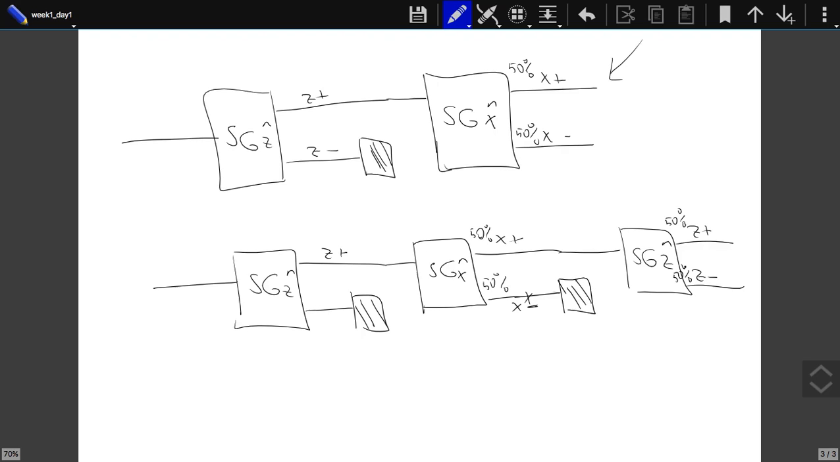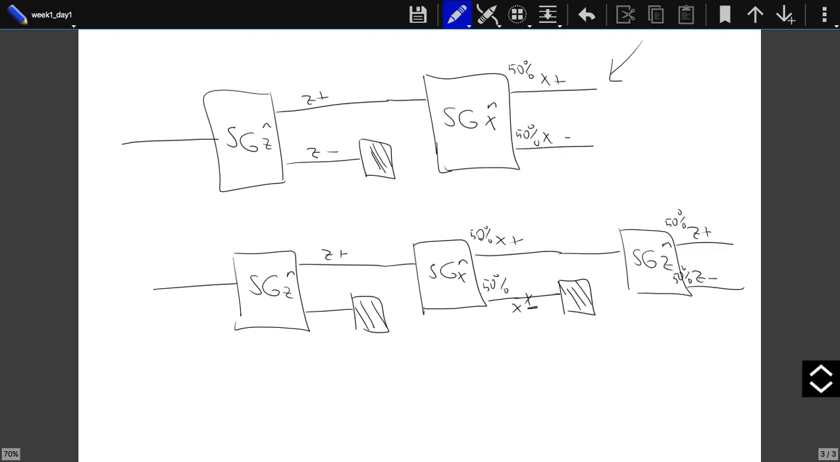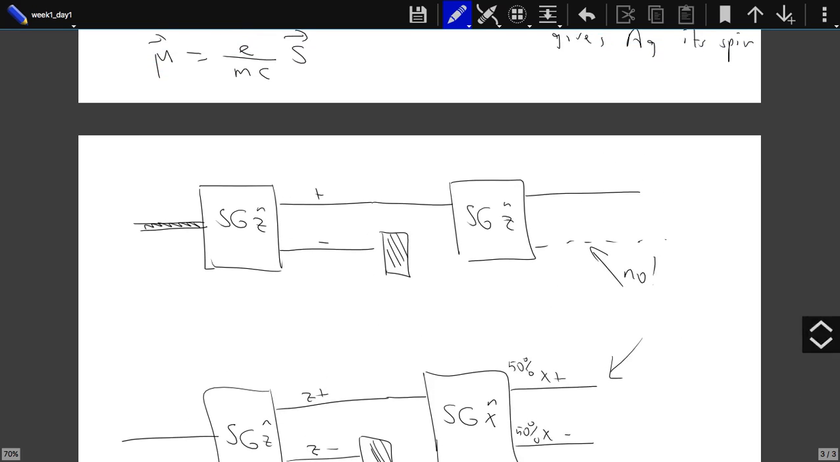So somehow, the Stern-Gerlach experiment in the X direction completely destroyed any information about the previous Stern-Gerlach experiment. So you see, we started with a beam of silver atoms. We don't know anything about them. Then we send it through a Stern-Gerlach apparatus and choose the Z plus, so that now we already know that those are Z plus. If we send them through the Z Stern-Gerlach experiment again, they are still Z plus. Nothing goes through Z minus.